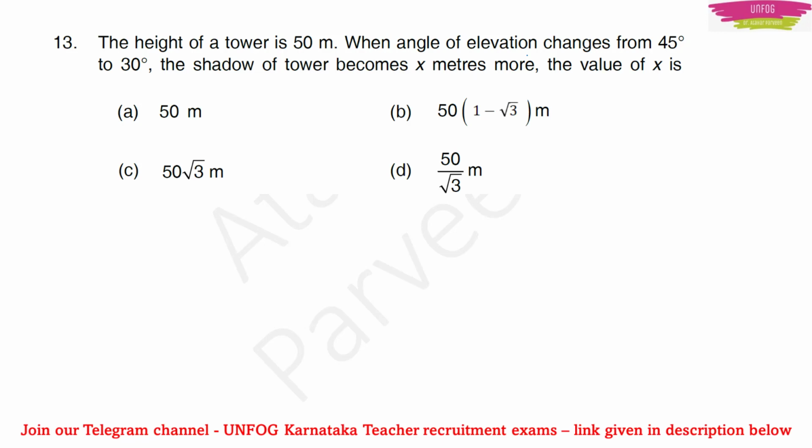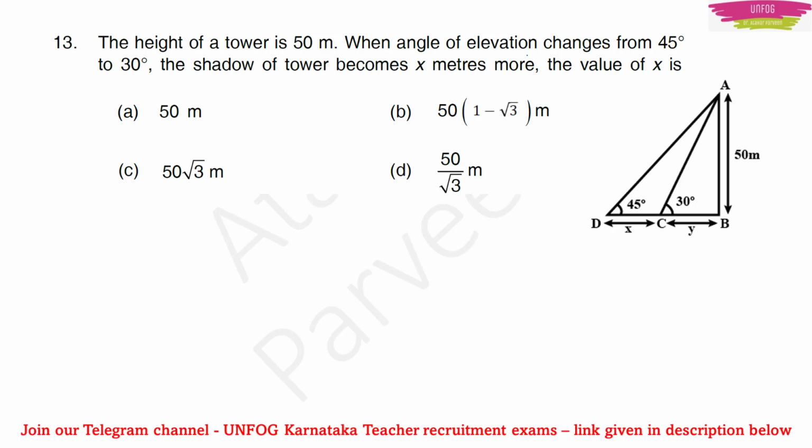Next question. The height of a tower is 50 meter. When the angle of elevation changes from 45 degree to 30 degree, the shadow of the tower becomes x meters more. The value of x is? So here they are telling that there is a tower which is of height 50 meter. The angle of elevation will change from 45 degree to 30 degree. The shadow of the tower will become x meters more.